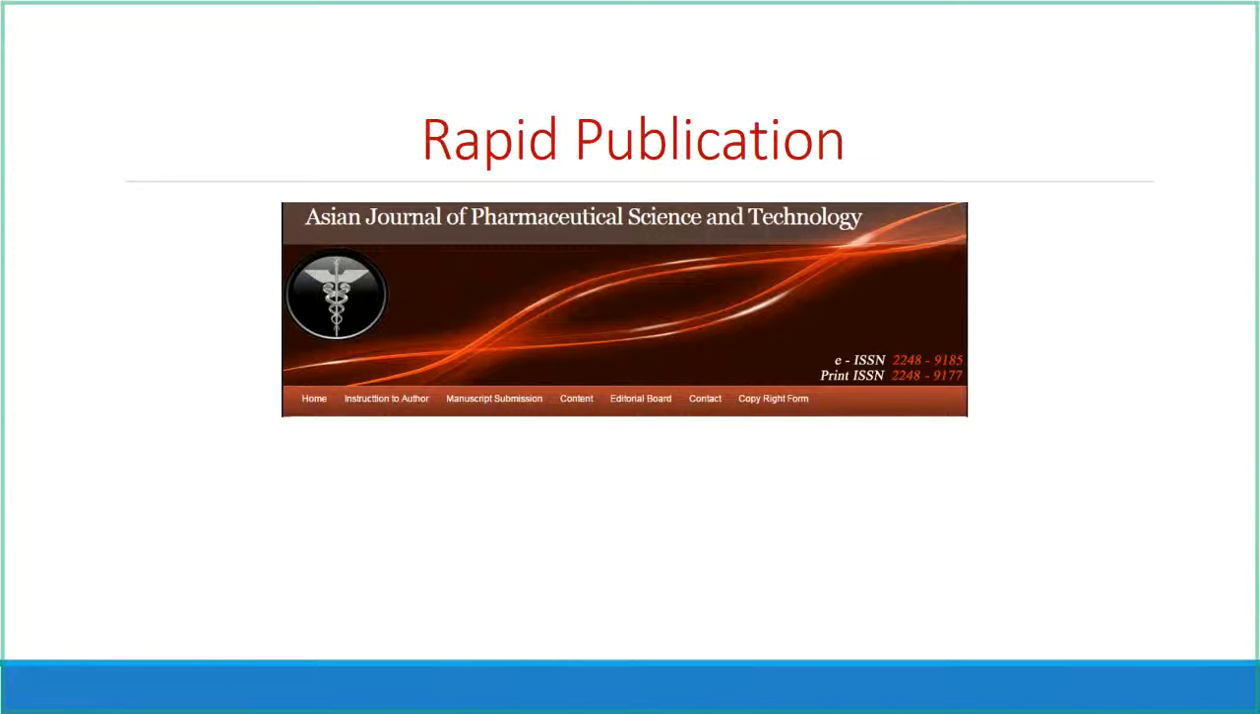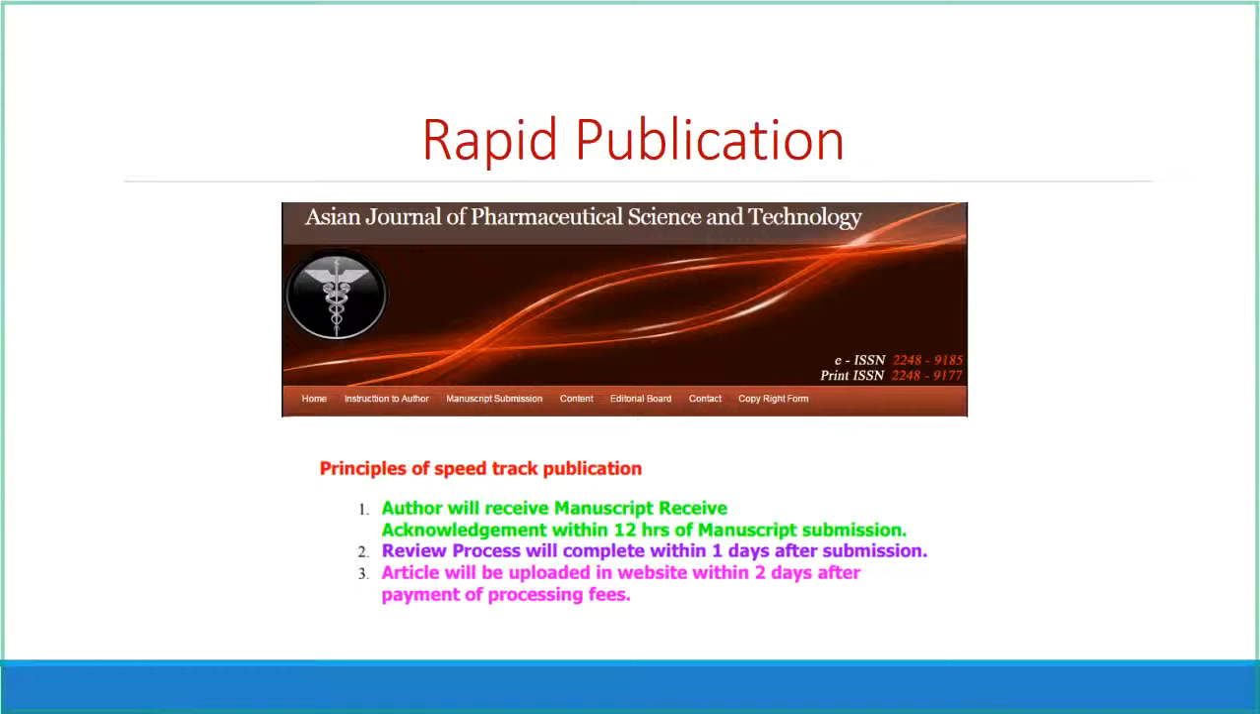Another red flag is rapid publication. Here we have the Asian Journal of Pharmaceutical Science and Technology, and here is a screenshot of their publication timeline. Author will receive acknowledgement within 12 hours of manuscript submission. Okay. Review process will complete within 1 day after submission. Article will be uploaded in website within 2 days after payment of processing fees. You can't do peer review in 1 day.